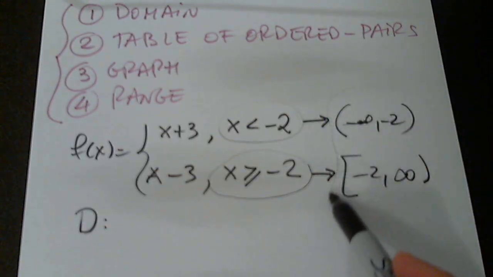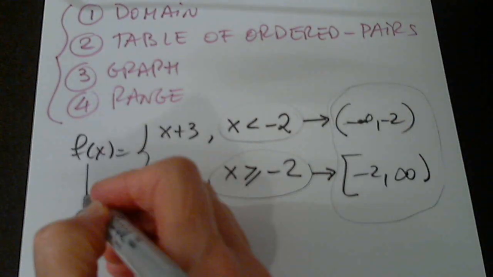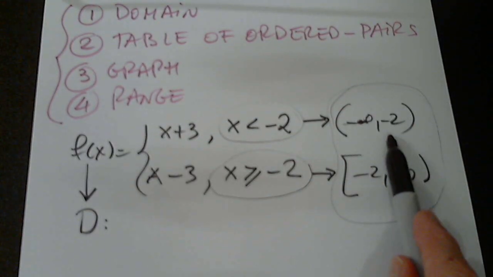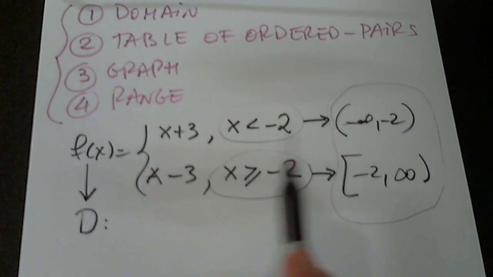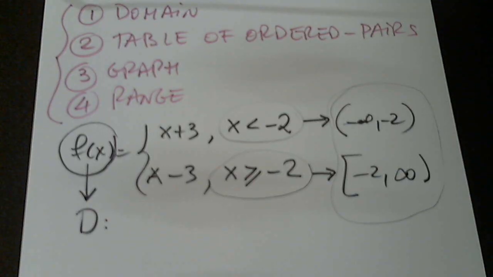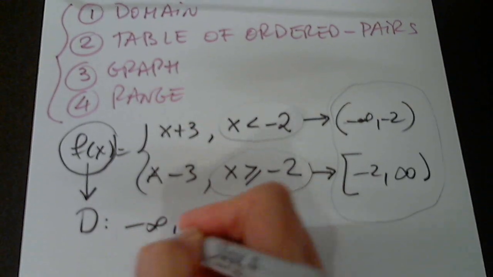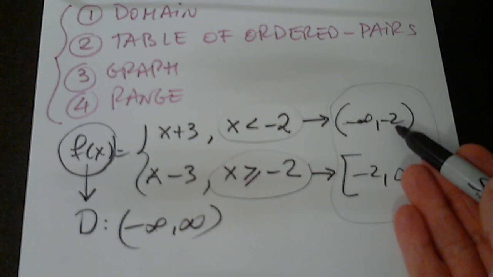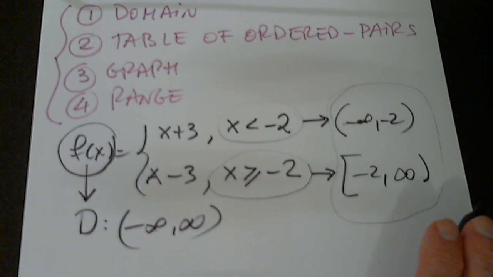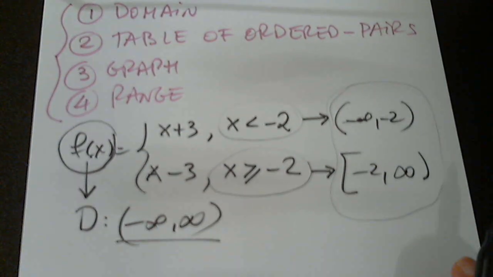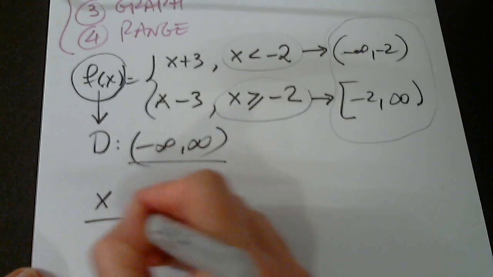Can anyone looking at these identify the domain of this function? Again, this interval is only for this piece, and this interval is only for this piece. We are asked to find the domain of this function. Would it be negative infinity, infinity? Of course, brilliant. Thank you so much. Nothing is missing. Everything to the left of -2, -2, and everything to the right of -2. So the domain of this function is all real numbers. Perfect. Knowing that, I can start my table.